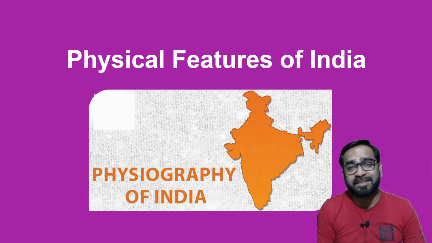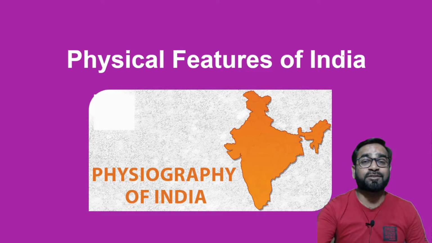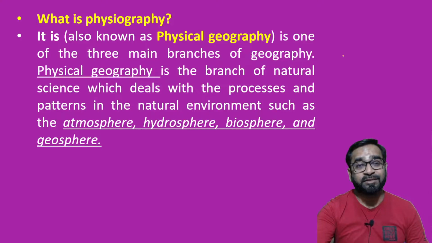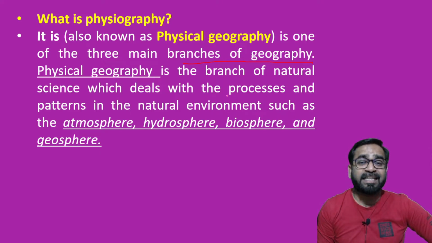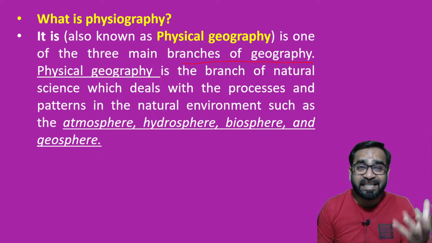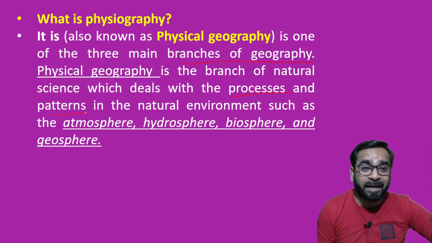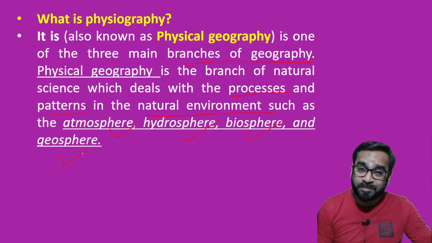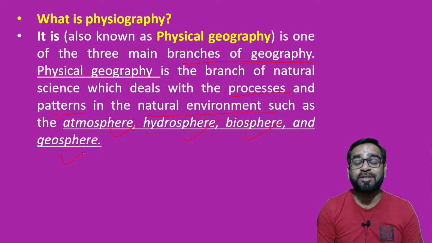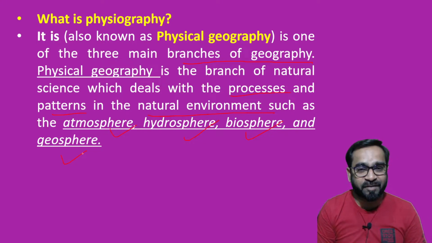Physical features has another name, which is called physiography. Therefore, we say this is one of the main branches of geography, because it deals with the processes and patterns of the natural environment, such as atmosphere, hydrosphere, biosphere and geosphere. And in our previous class, we learnt about these 4 different types of spheres.